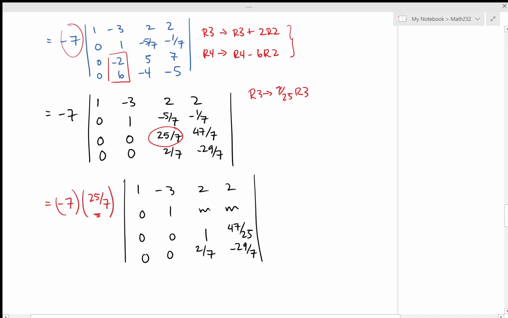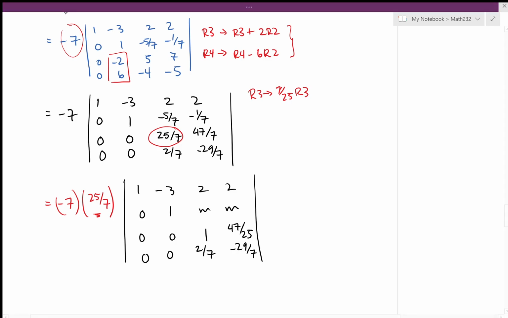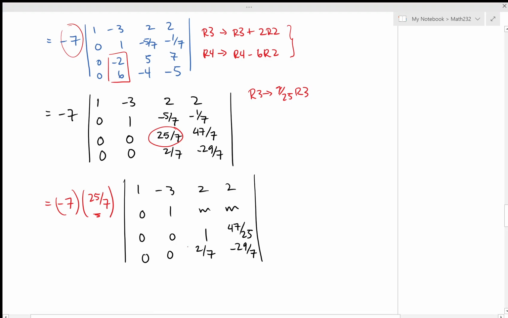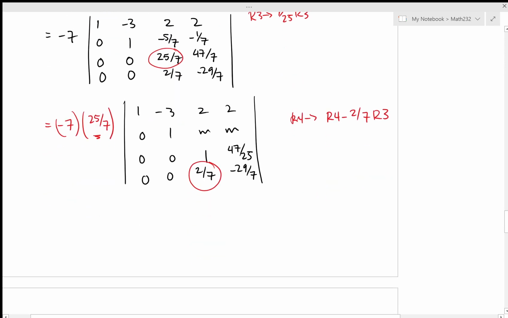Okay, we're getting close, folks. It's not much longer. I need a 0 in this position right here. In order to do that, I'm not going to bother to multiply and then do a row operation. I'm just going to immediately go for the row operation. I'm going to take row 4, and I'm going to replace it with row 4 minus 2/7 row 3. That does not change the determinant, and so I can proceed like that, and I will write this out, and then I will be almost at my answer.